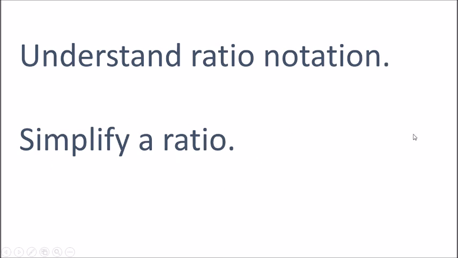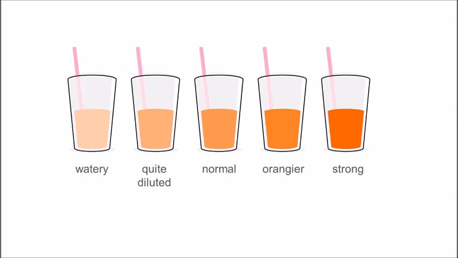Okay, the first thing I'm going to get us to think about is making a glass of orange squash. So there's lots of different strengths you could have. If you only put a tiny bit of squash in and loads of water, you're going to get quite a watery drink. And then on the other end of the spectrum, if you put loads of squash in and just a little bit of water, you're going to have a very, very strong drink. That's going to be almost too hard to drink. So I probably like a squash somewhere in the middle.